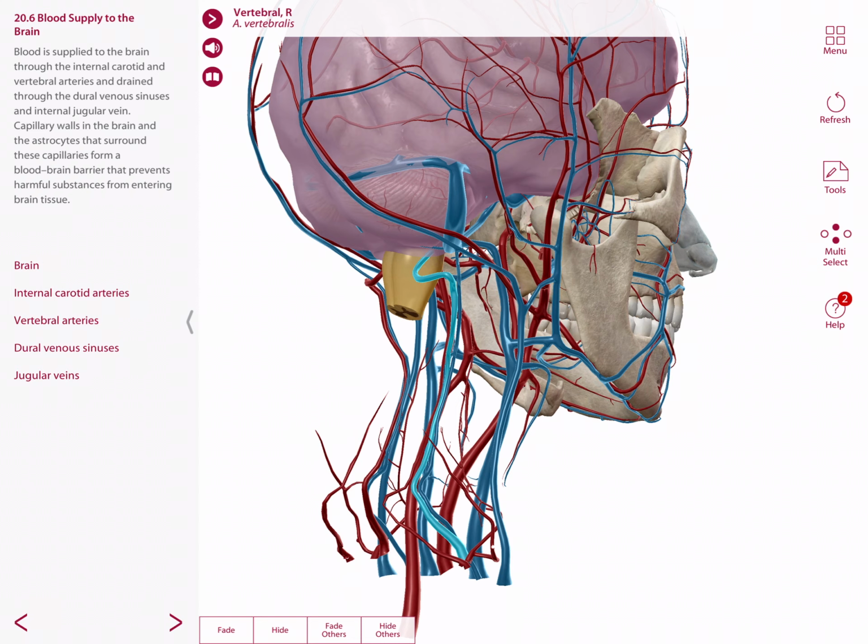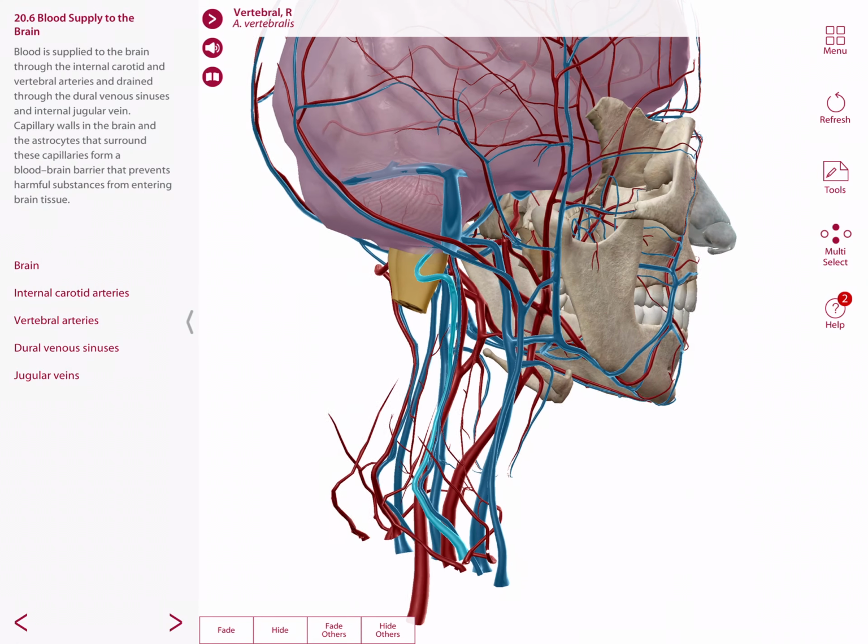So between the carotid artery and the vertebral artery, that is, the internal carotid artery and the vertebral artery, that's 100% of where our brain blood supply comes from. So you're getting roughly 2/3 on the right-hand side from the internal carotid artery and roughly 1/3 from the vertebral artery.